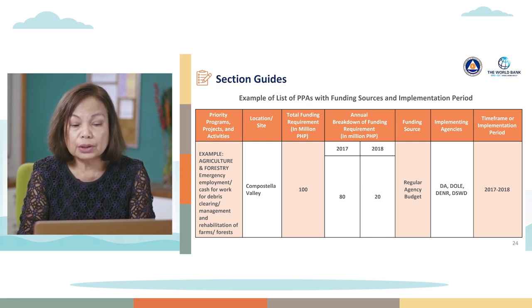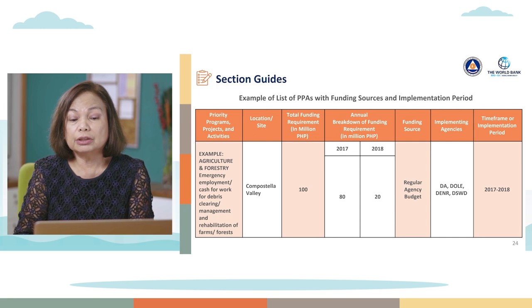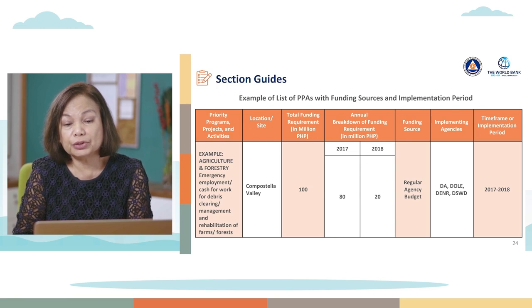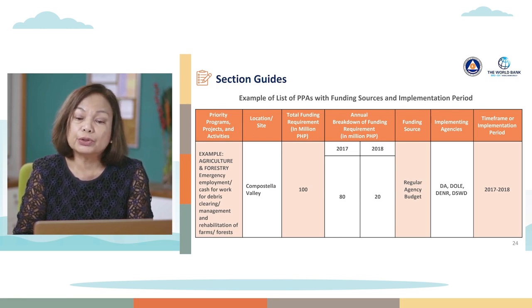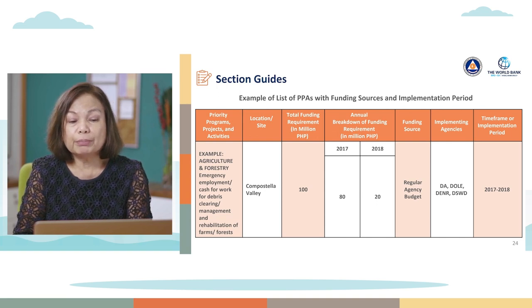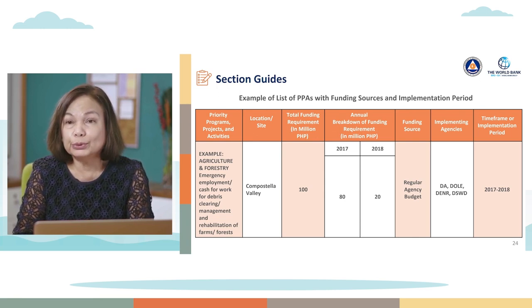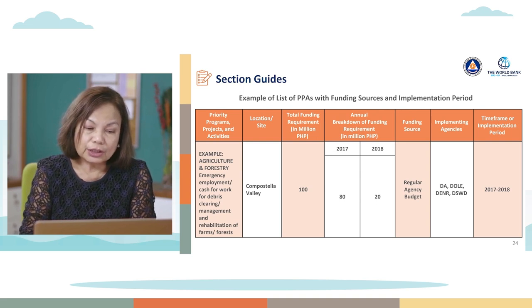Anong area? So, doon sa example natin, Compostela Valley, total funding requirement, yung kabuuan na kailangan na to implement the project, it's 100 million. So when do you need this 100 million? You need the 100 million, 80 million during the first year, and the rest during the second year of implementation. Where will you get the funds to implement this project? It will come from a regular agency budget. Which is the implementing agency? Department of Agriculture. It could also be the DOLE, DNR, or the SWD, depending on the activity that will be implemented. And the time frame for implementation is for 2 years, so 2017 and 2018.